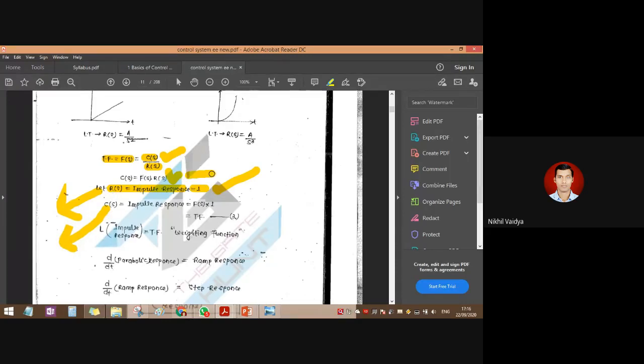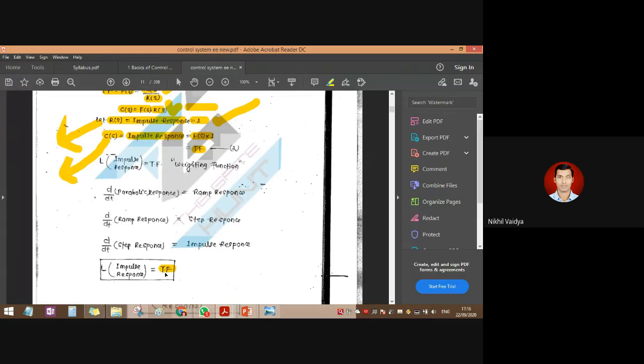Now see, if R of s is equal to 1 and we put that R of s in this equation, what will happen? C of s is equal to F of s, since R of s is equal to 1. So C of s, the impulse response, is equal to F of s into 1. And what is F of s? It is our actual transfer function.